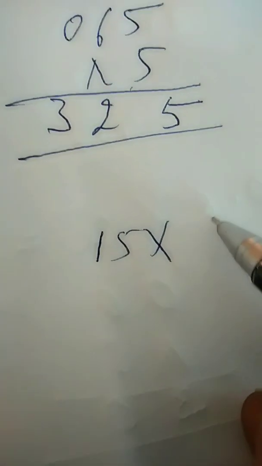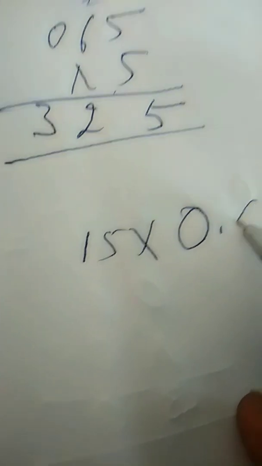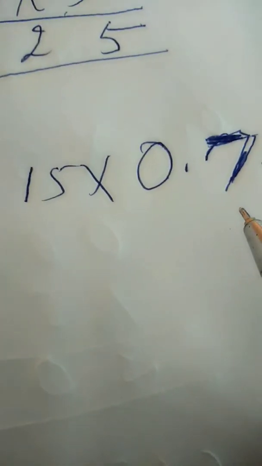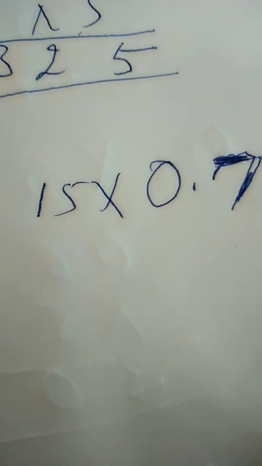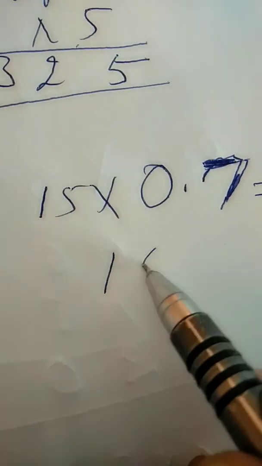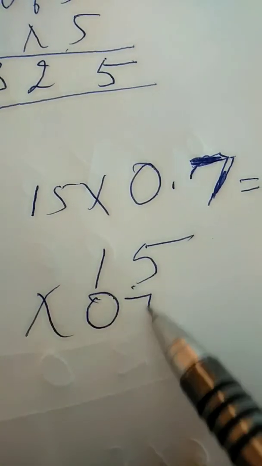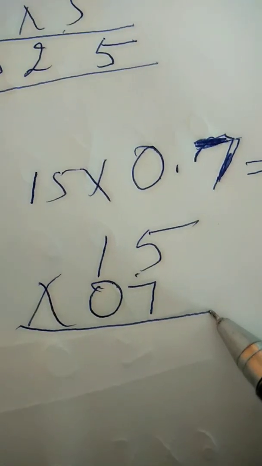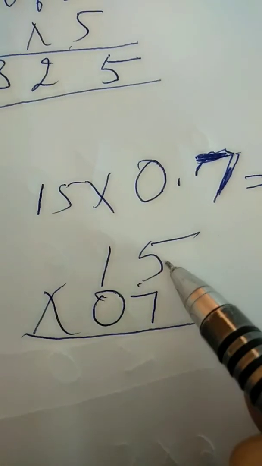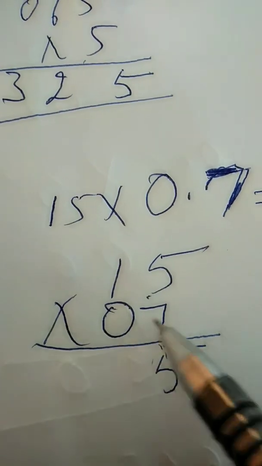15 multiplied by 0.7. So 15 multiplied by 0.7. Don't worry, again it's quite easy. What will we do? You will multiply 15 by 7, ignoring the decimal. If you ignore the decimal, here we have the number 15, 5 sevens are 35, 7 ones are 7, 3 plus 7 is 10.